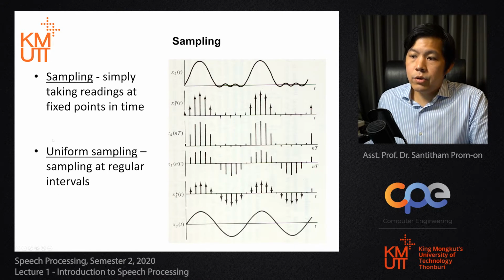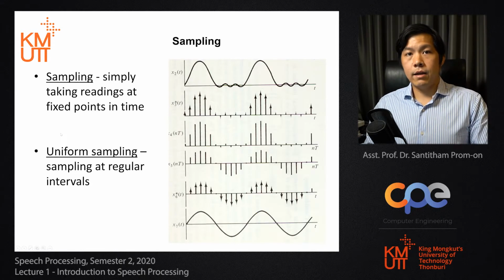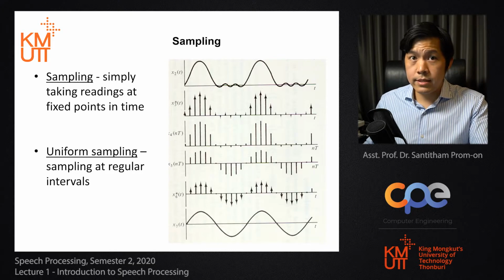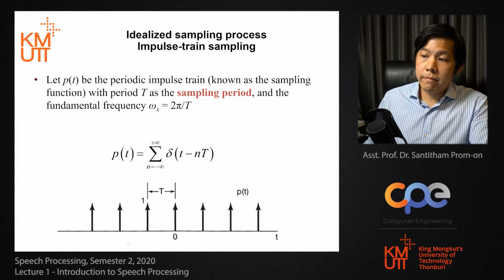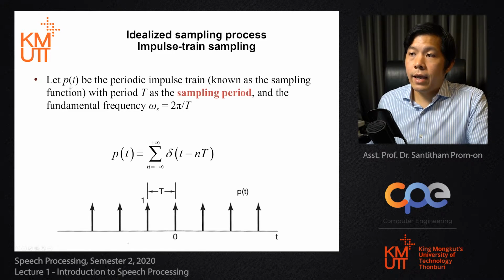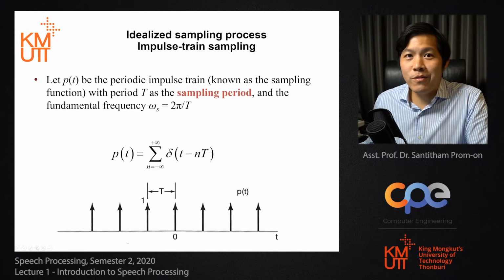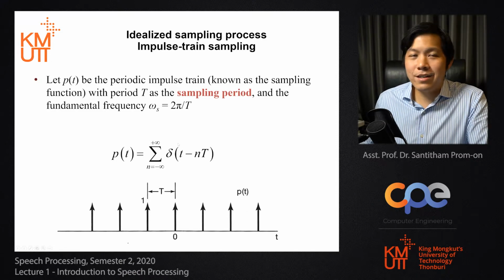This is called uniform sampling. That is, you are sampling the data with an equal interval every time. How is it done in the circuit? Well, mathematically, it is done by having the impulse train. This is the impulse. Do you remember? Have you seen this symbol before? Delta here. Right? It's called an impulse.